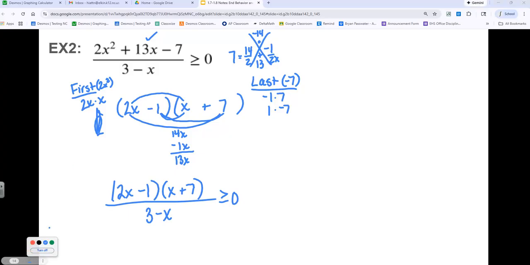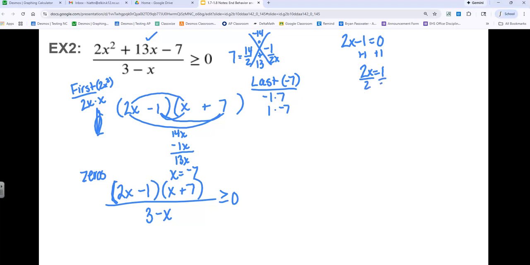So my zeros here: I know this is x equals -7. What do I get for this one, the 2x minus 1? 1/2, because what you're thinking is 2x minus 1 equals 0, right? So you move the 1 over, 2x equals 1, you divide by 2. And I can tell a lot of you are getting to where you can just do that in your head, but if you need to write it down, write it down. So we got x equals 1/2 here.